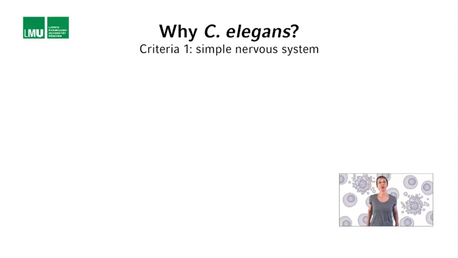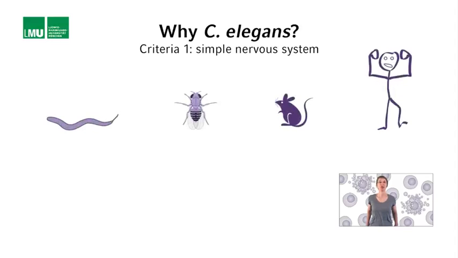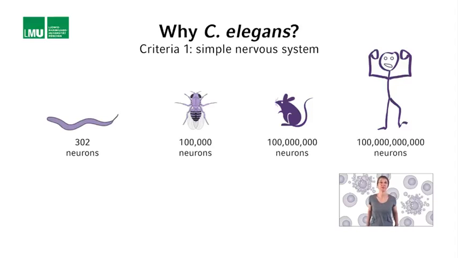Concerning the first criterion, yes, C. elegans has a nervous system that is very simple, and that indeed could be completely determined at the structural level. The C. elegans nervous system is composed of exactly 302 neurons. For comparison, the nervous system of the fruit fly Drosophila melanogaster has 10 to the 5th neurons, that of mice 10 to the 8th, and that of humans 10 to the 11th.